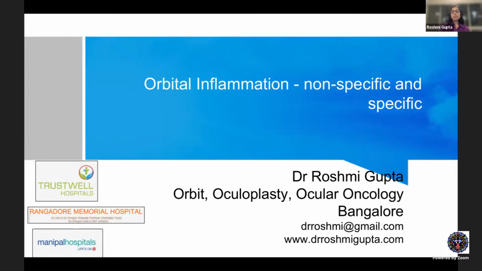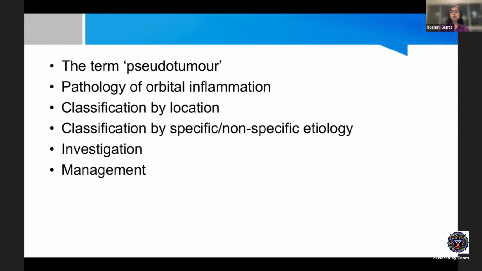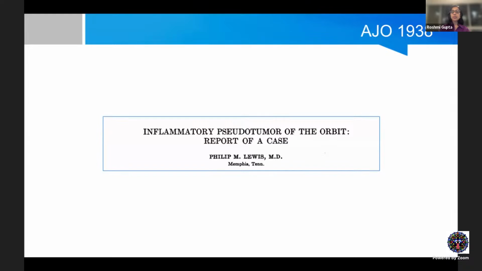It's a pleasure and a privilege to be here with you today. I'm going to be talking about orbital inflammation, specific and non-specific. These are my former affiliations, and I have no financial interest in the products mentioned. So we are going to be talking under the headings of the term pseudotumor, the pathology of orbital inflammation, classification by location, classification by specific or non-specific etiology, investigation and management.